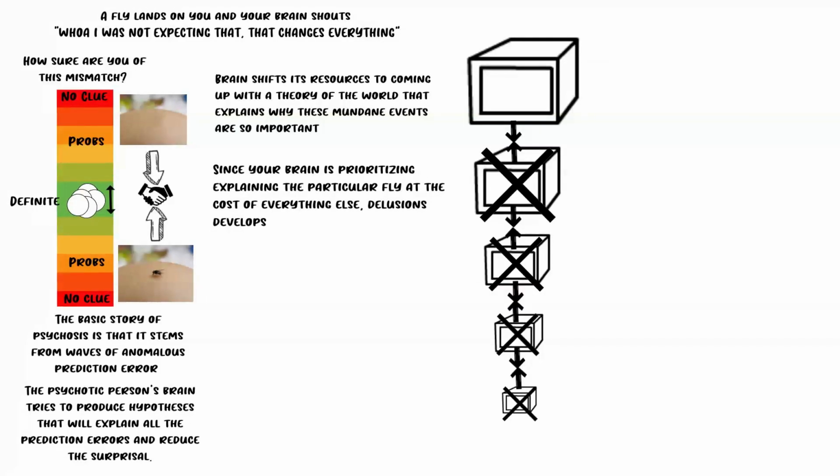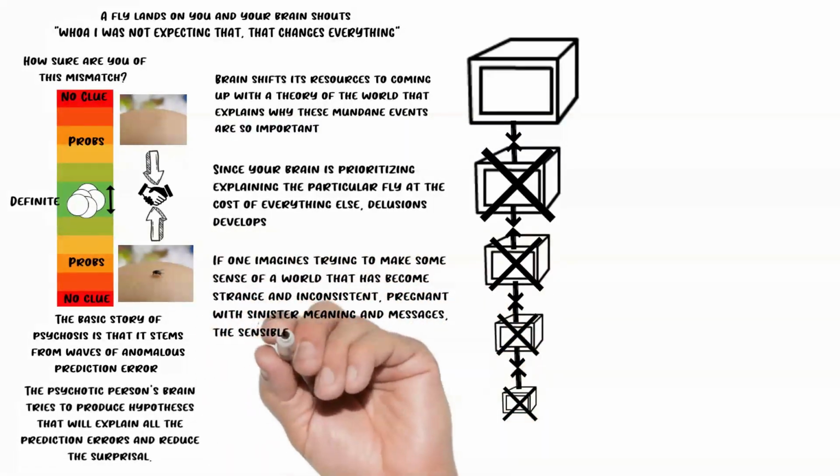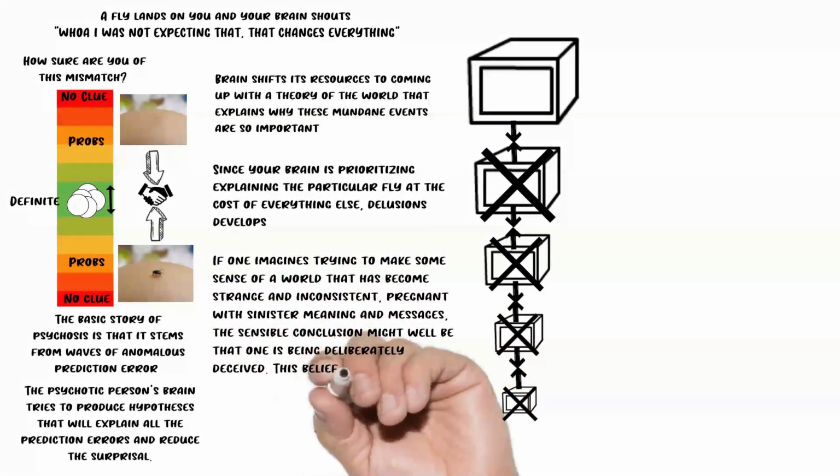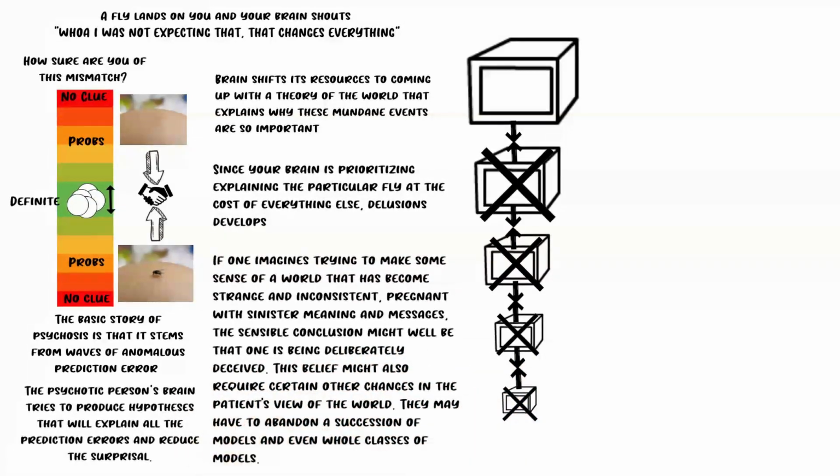contradictory data. And I kind of like the creepiness in this one quote from a Frith and Fletcher paper. "If one imagines trying to make sense of a world that has become strange and inconsistent, pregnant with sinister meaning and messages, the sensible conclusion might well be that one is being deliberately deceived. This belief might also require certain other changes in the patient's view of the world. They may have to abandon a succession of models, or even whole classes of models." Ugh, a little creepy. So let's try to visualize this.